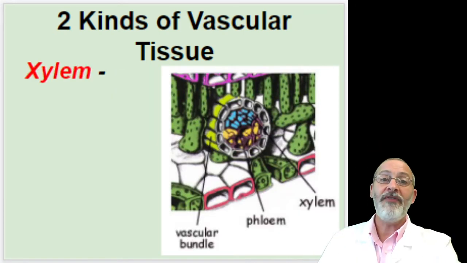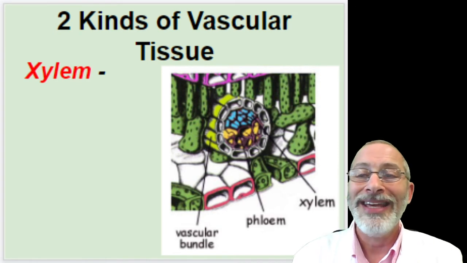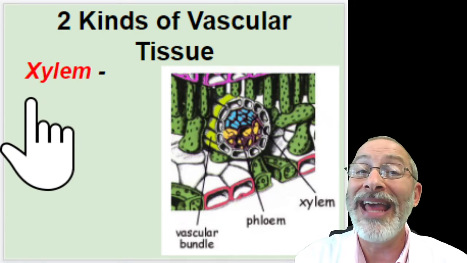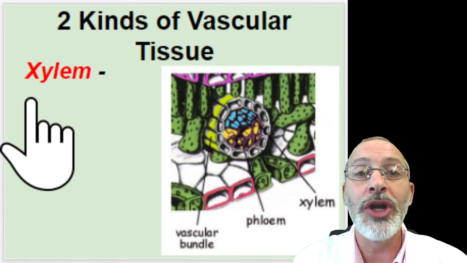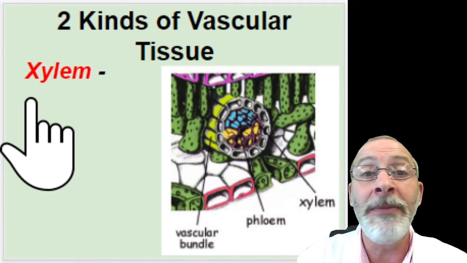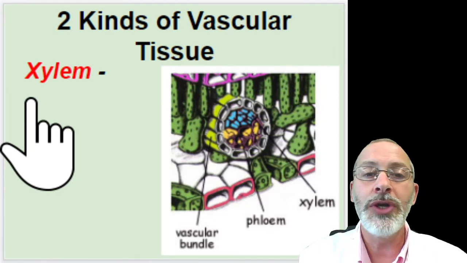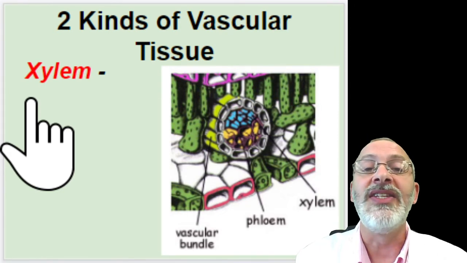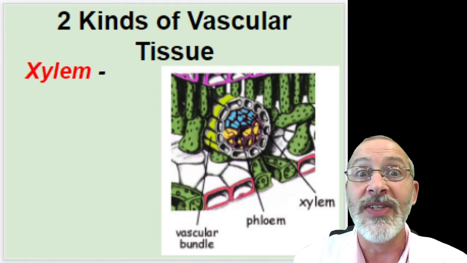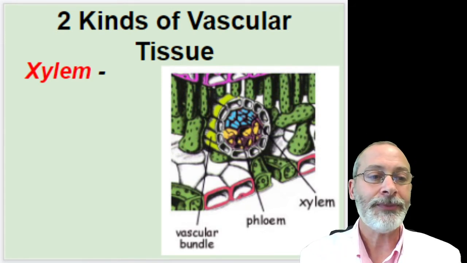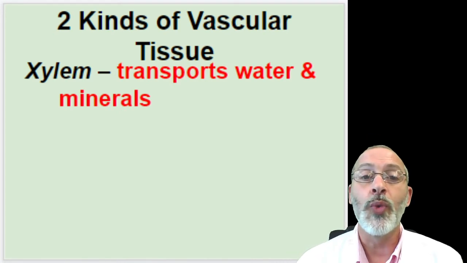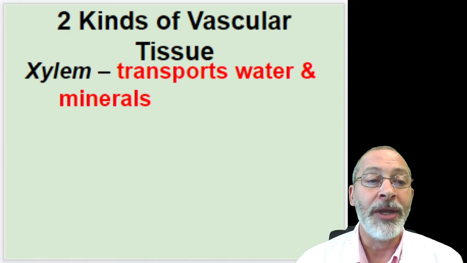So what's the other type of vascular tissue? It is called xylem. Look at the word. It starts with an X, just like the word xylophone. Maybe you've played around with a xylophone in music class. Well, this word is pronounced like a Z, xylem. Everybody look at the word and say xylem. Well, what does xylem do? Xylem transports water and minerals.